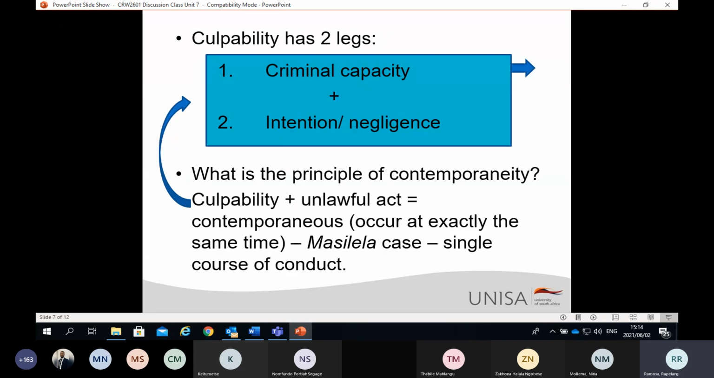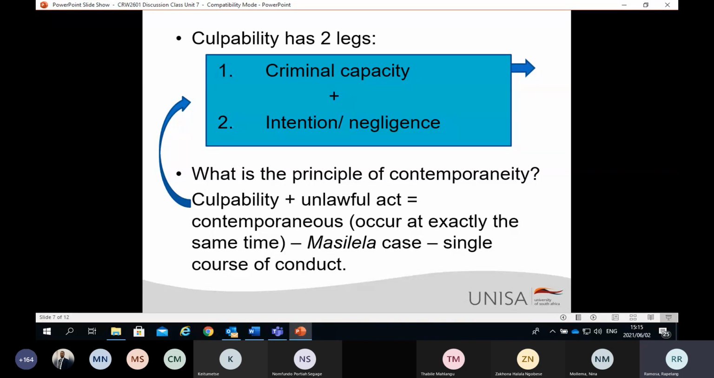This is the principle that says that the unlawful act and the blameworthy state of mind must coexist at the same time before we can hold X criminally liable. X cannot perform the unlawful act innocently without an awareness that it's unlawful. And at the same time, X cannot simply have the intention to achieve something, but not perform the unlawful act at the same time. So the interesting case that you have there is Masilela.